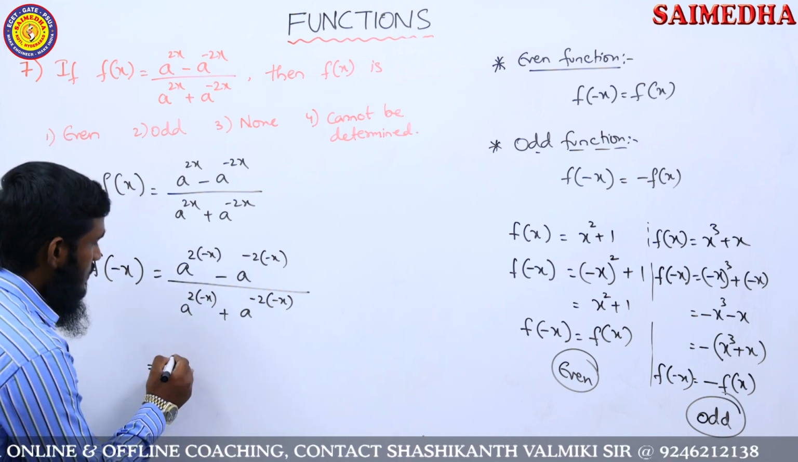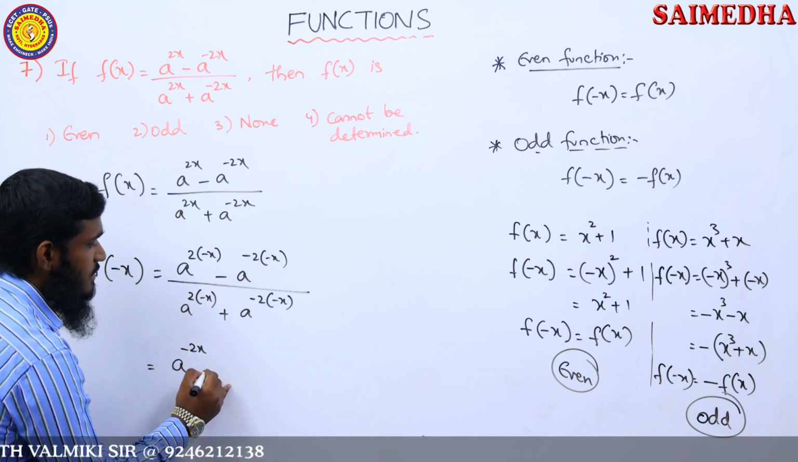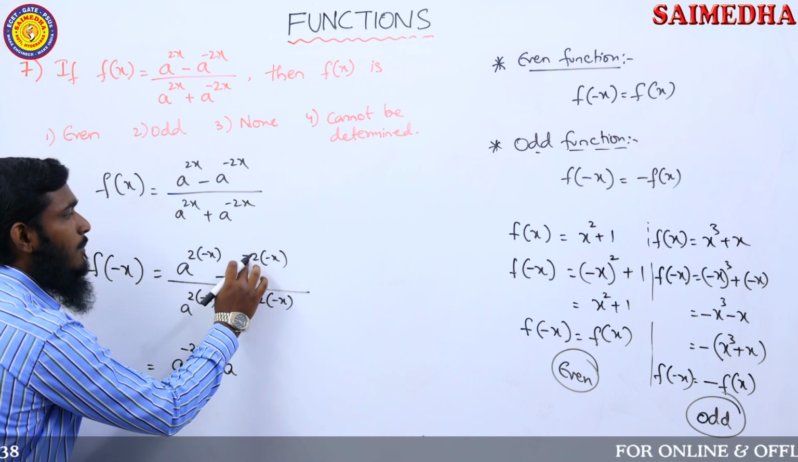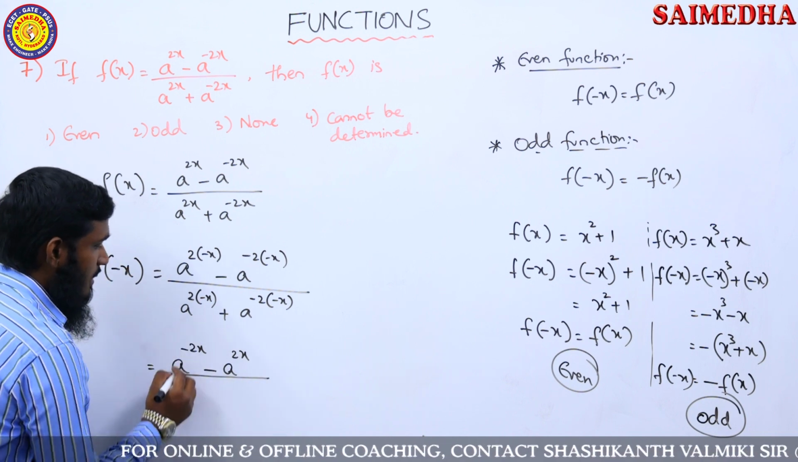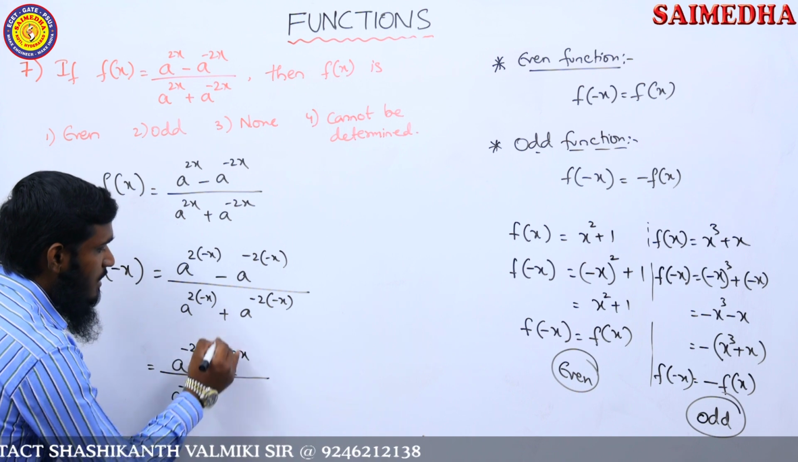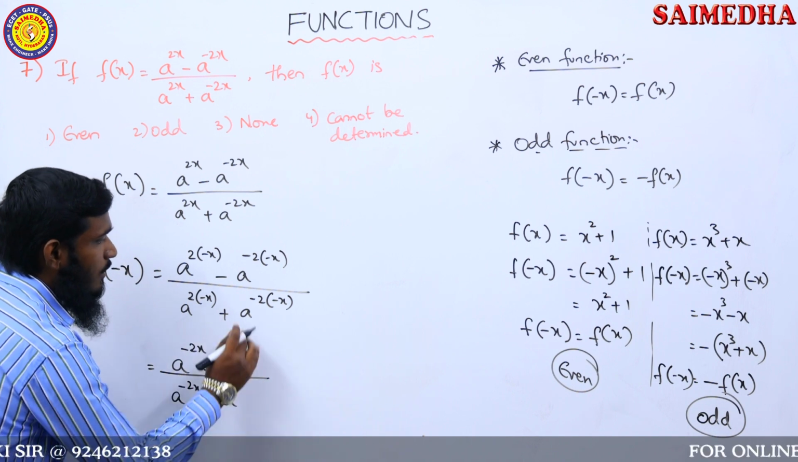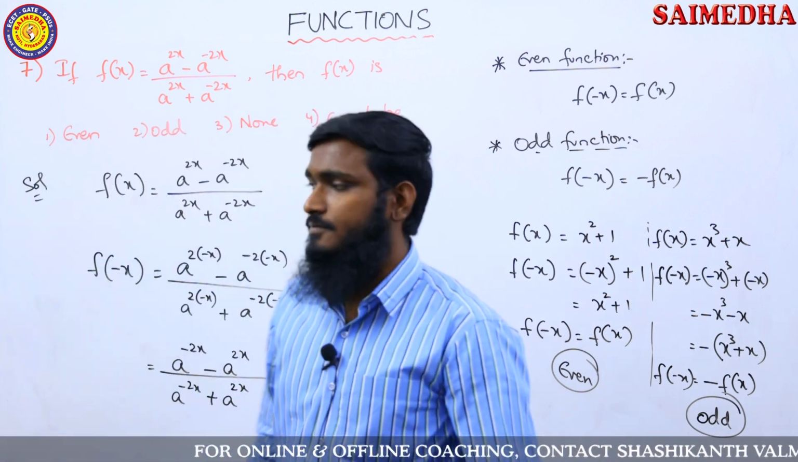Now let us multiply this part. So a power, it will be minus 2x, then this will be minus a power minus into minus, this will be plus 2x, divided by a power plus into minus means minus 2x, then plus a power minus into minus, plus 2x. Okay, so we are getting this answer.